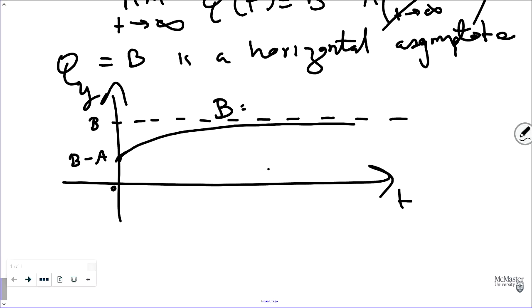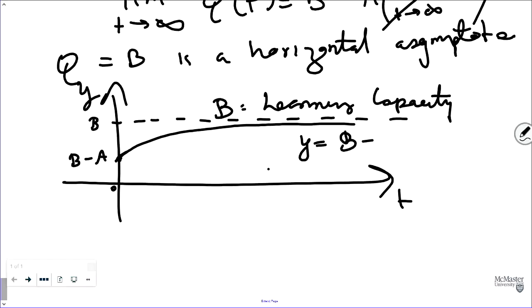So b has a name, which is very famous, the learning capacity. Because what it's measuring is basically the maximum efficiency that you will get when performing the skill. So t represents the time that you've trained to perform a skill, and q is measuring your ability. So you will never go past b. That is essentially the point. The function, q equals b minus a e^(-kt), is called the learning curve. Okay?